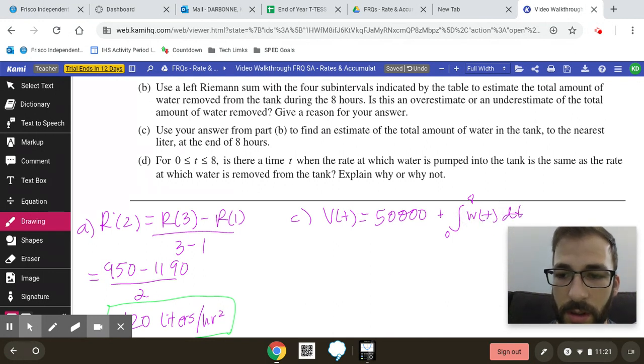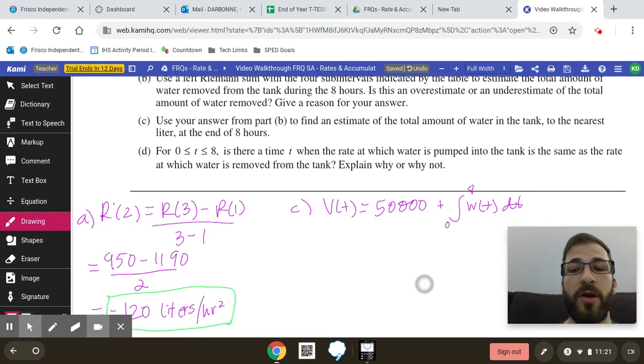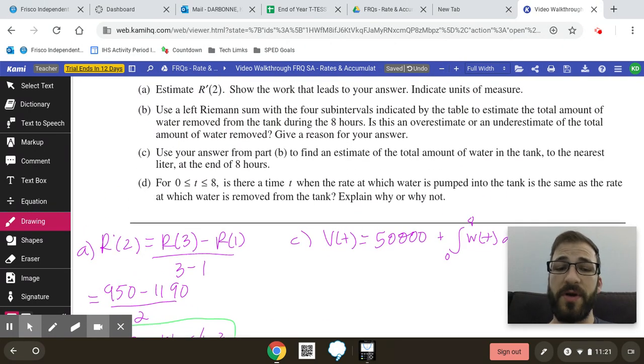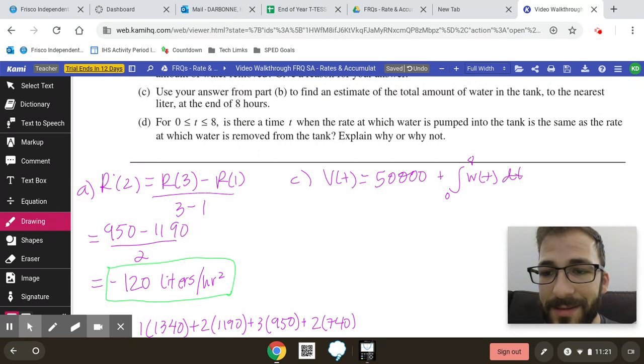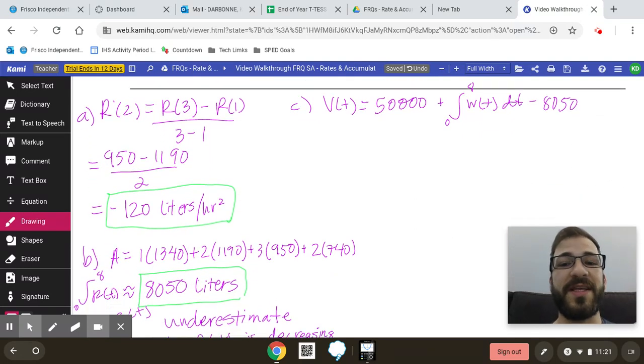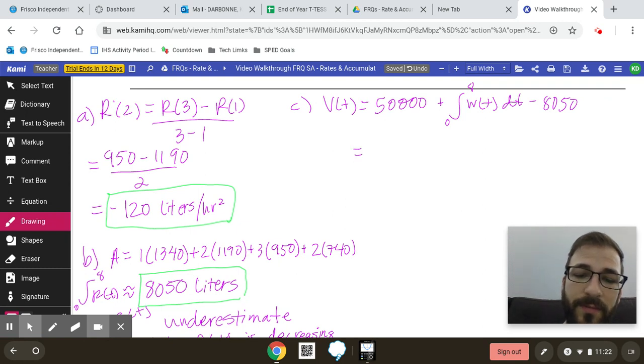minus, so I'm not going to minus R of t because R of t isn't actually a function. R of t is a table of values. But we did already find the amount of water removed, or our estimate. They even tell us in part C, use your answer from part B. So instead, I'm just going to minus 8,050. And I'm not integrating 8,050 because that's already an amount in liters. So 50,000 is an amount in liters. 8,050 is an amount of liters. The only thing that's not an amount in liters is W of t because that's liters per hour. So I need to integrate W of t to get the amount of liters that comes into the tank. And that's going to be my answer.